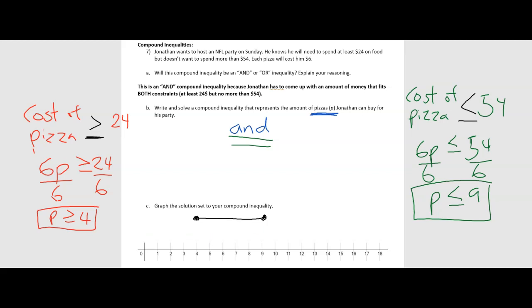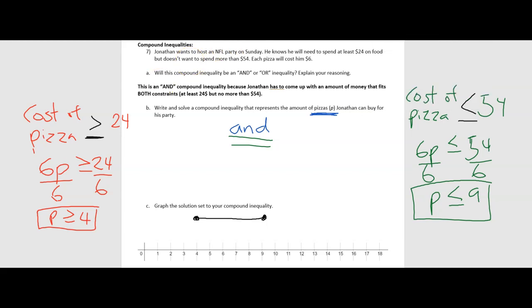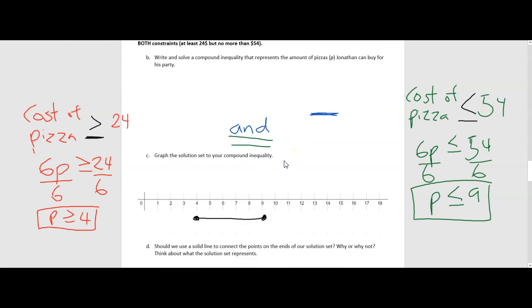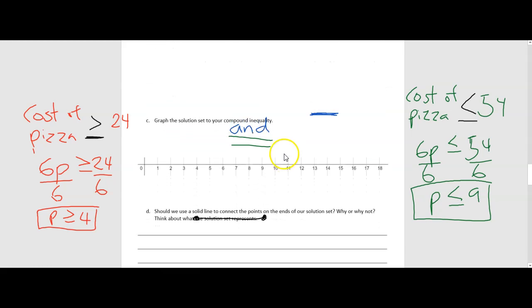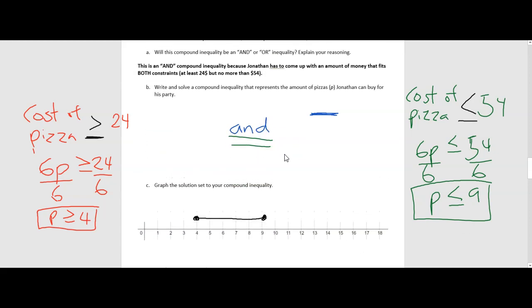Now I think there's one more question. Let me quick see if it's at the bottom here. I hope I put it in your notes. Yes. So it says, should we use a solid line to connect the points on the ends of our solution set? Why or why not?